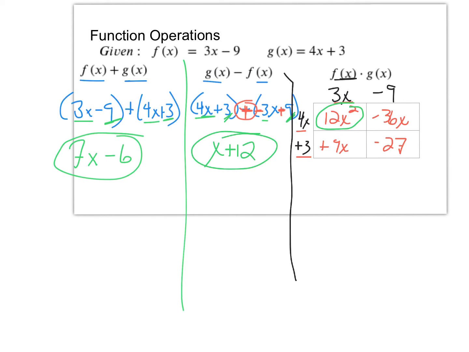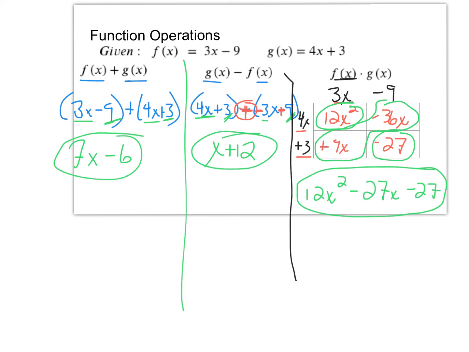So x squared, no other x squared, so 12x squared. Negative 36 plus 9x, that's negative 27x. And then we have this minus 27, tack it on, boom, there it is. And there's your answer. Okay, so just be careful with your operations, what's going on, and also be very cautious of the order in which the functions are coming, because that can create a lot of problems if you're putting them the wrong way. All right, let's move on.